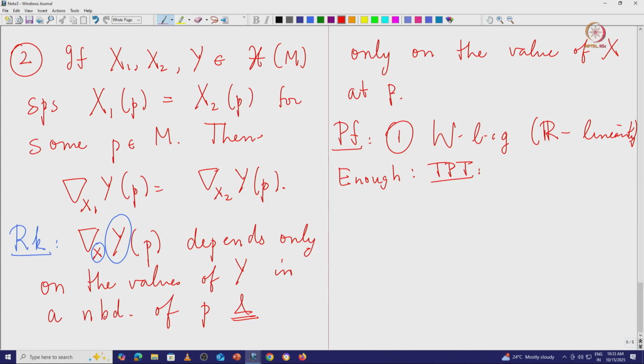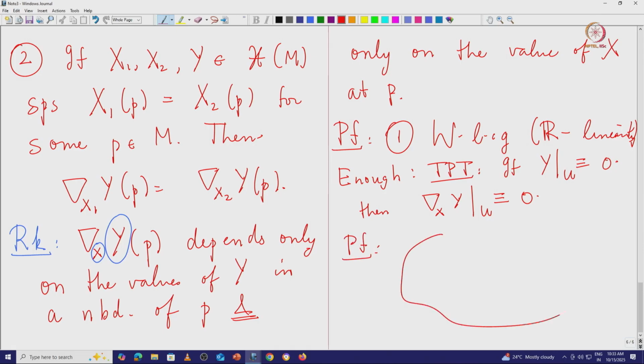Enough to prove that if y restricted to some neighborhood is identically 0, then this derivative restricted to that neighborhood is identically 0. What is the proof of this? The idea is to use a bump function. So let me draw a picture.